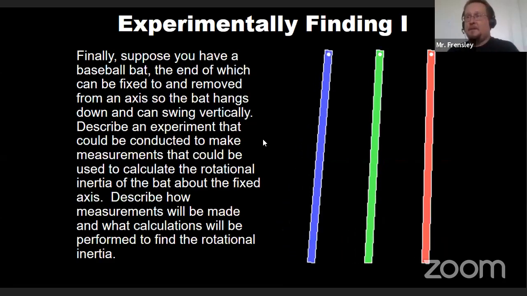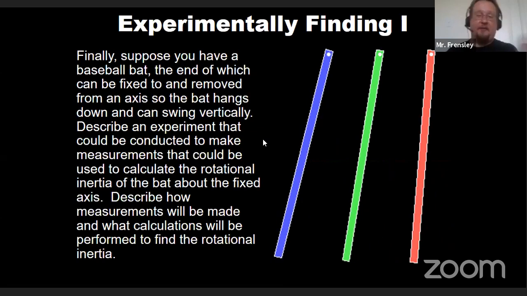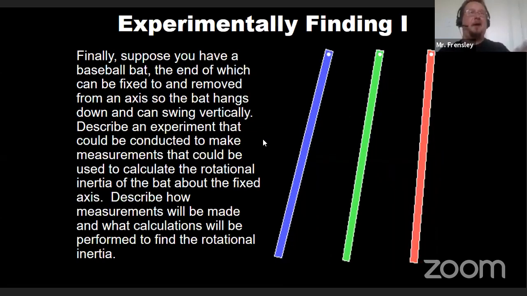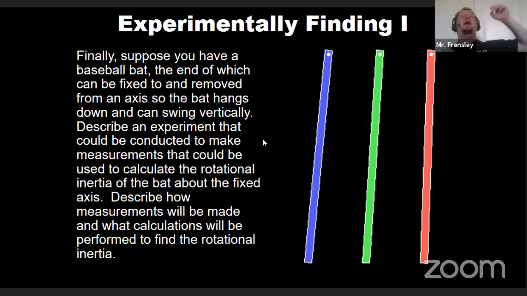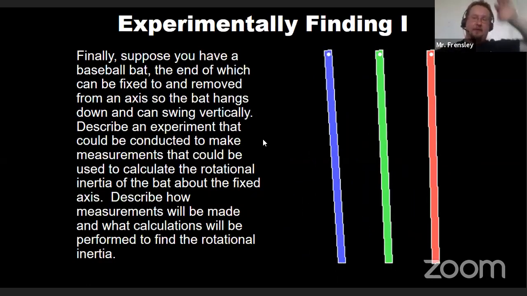If you're watching this, whatever the opposite of live is, dead, then first, please don't eat my brains. And second of all, you can pause the video after I set this up, try it on your own, then see the rubric. But I just want you to imagine you have a baseball bat, and the baseball bat can be attached or unattached to an axis that it can swing from, like these rods.